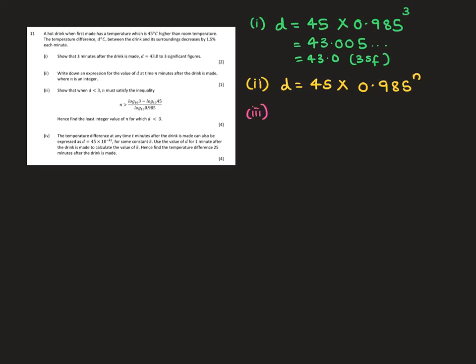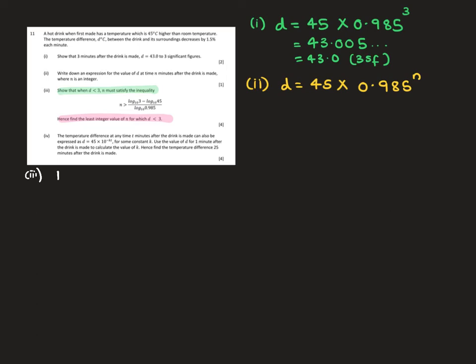Now, part 3. Show that when D is less than 3, n must satisfy this inequality here, and hence find the least integer value of n for which D is less than 3. Now, I strongly advise in questions like this, highlight the different things that you are being asked to do, because people quite often do part of a question and then forget that there was more to actually do here. So, we're going to have a look at part 3 over here.